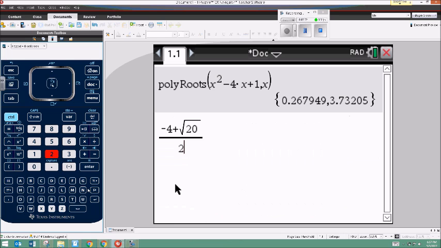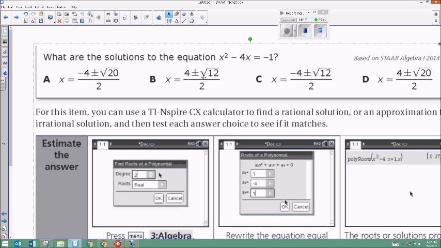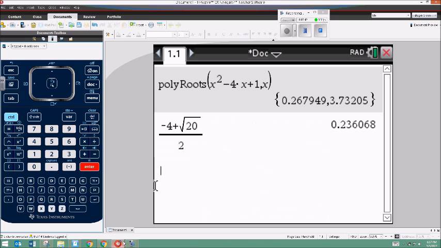So I'm doing choice A. Let's see, does that look like one of my examples? Nah, that doesn't work. All right, so since we need to get one of these, we can skip that one. Let's try choice B. Choice B, if I can go back, choice B was 4 plus or minus square root of 12 over 2. So let's try that.